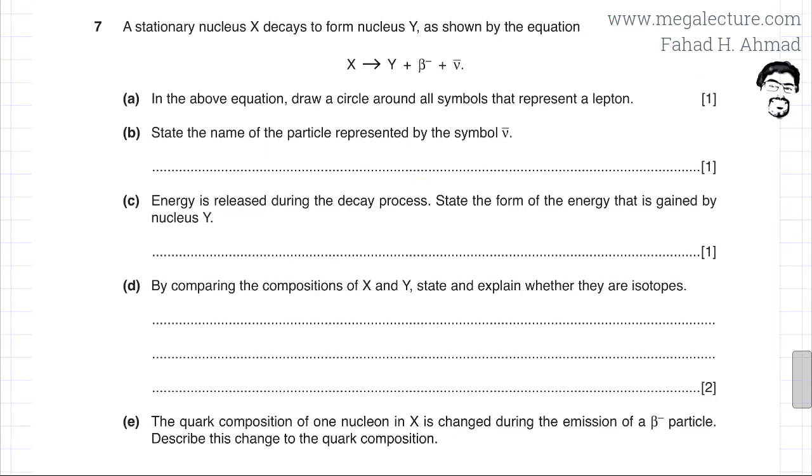In the following question, the stationary nucleus X decays to form nucleus Y as shown by the equation. So there is decay going on, and the question states that in the above equation, draw a circle around all symbols that represent a lepton.